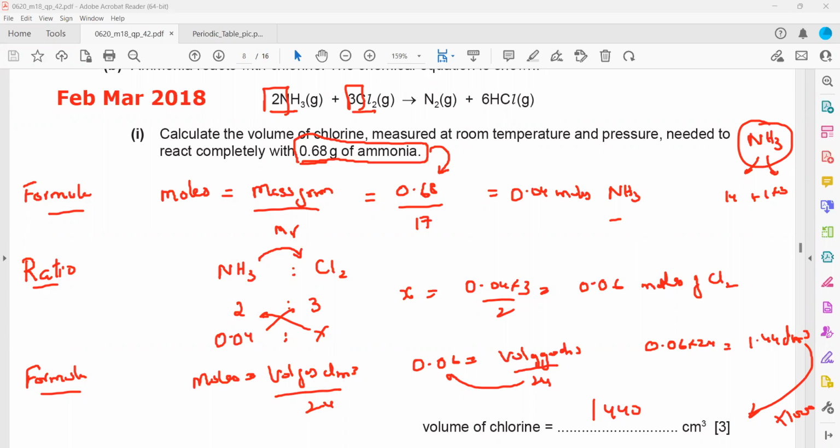We could have also multiplied 0.04 directly by 3/2 to get it. Same idea, same ratio. Then you get the moles of chlorine, and after getting the moles of chlorine, you need the volume. But this formula gives you volume in dm cube, so don't forget to convert into cm cube. So in this mole question, you have to solve all the parts by yourself. Usually a mole question has different parts: first you solve a formula, then a ratio, then a formula. But here you have to solve the whole question by yourself. Is it clear? Yes, sir, clear.